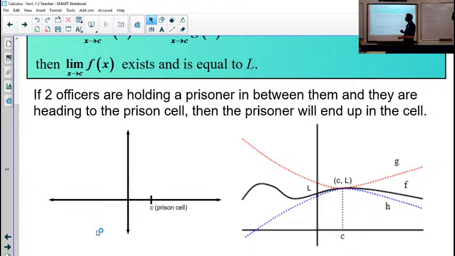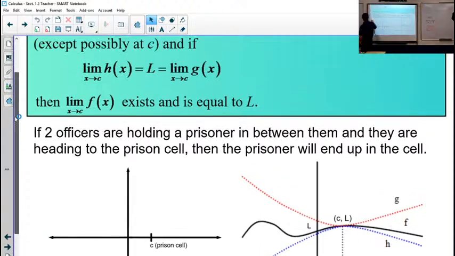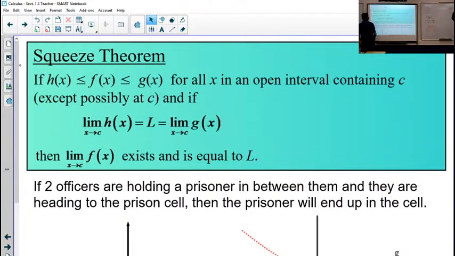So today is going to be an exercise in interpreting notation. We're going to look at something called the squeeze theorem and make sure that we can read this and understand what it's telling us.